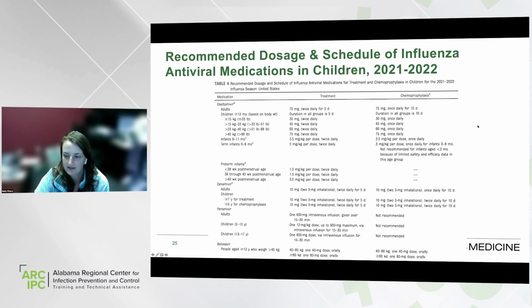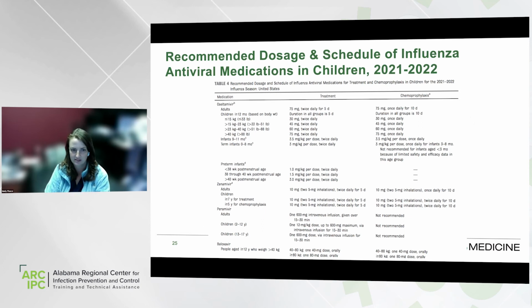And then looking at treatment. And so this is from the American Academy of Pediatrics, looking at dosage and schedule of flu antiviral medications in children and the recommendations for this flu season, with oseltamivir or Tamiflu being our most commonly used treatment, as well as chemoprophylaxis, or trying to prevent infection if someone has had a really close contact for flu.